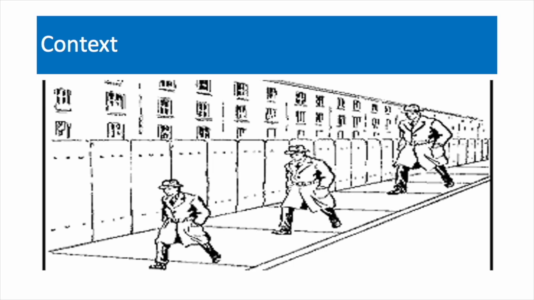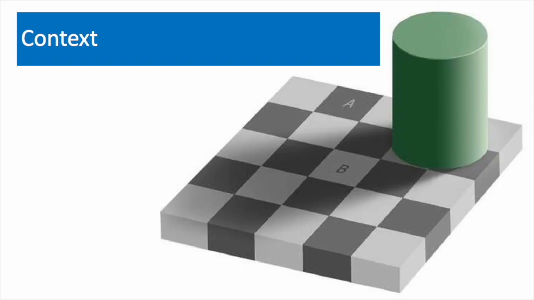In this case, the 3 identical images of the man are seen in the context of the background building and pavement, which have been drawn with perspective. Therefore, we are judging the size of the man in the context of the whole image. This second image also focuses on the influence of context, in this case of shade and our expectation that shade darkens what we see. Square A and B are in fact exactly the same shade of grey.